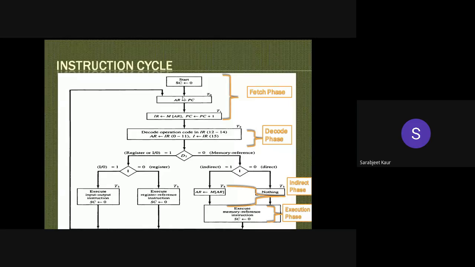Okay. So in the fetch phase, the ultimate goal is to get the instruction from the main memory and place it into the instruction register. So how do we do that? First of all, which register has the address of the next instruction to be executed? Program counter. Very good.